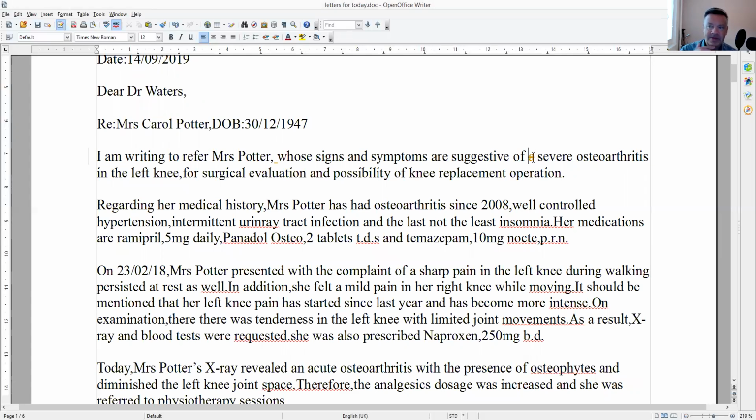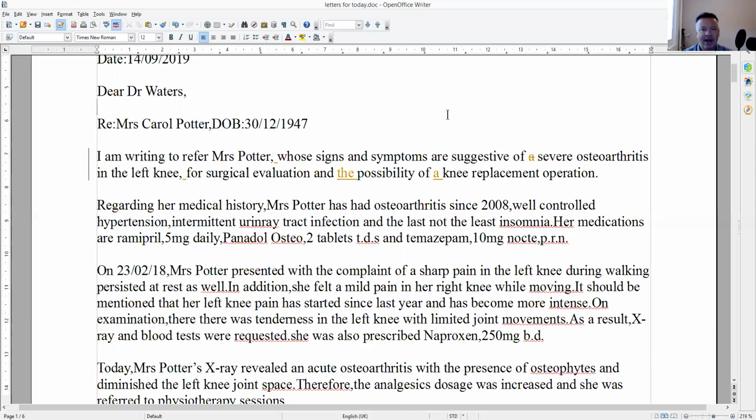So, severe osteoarthritis here, it's a condition, yeah? So we don't need an article there. Whose signs and symptoms are suggestive of severe osteoarthritis in the left knee. Now, there's too many clauses here. I'm writing to refer Miss Potter, whose signs and symptoms are suggestive of severe osteoarthritis for surgical evaluation and the possibility, because it's a definite possibility, of a knee replacement operation. Okay, you could do it like that.